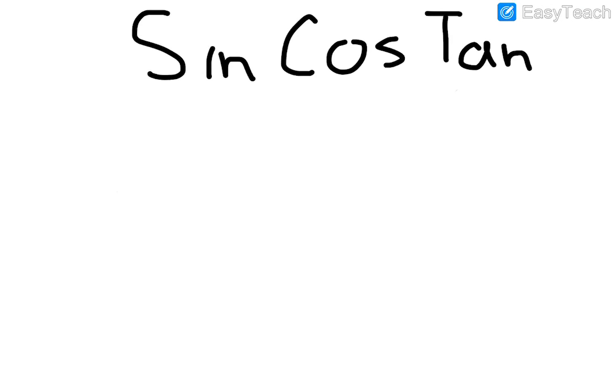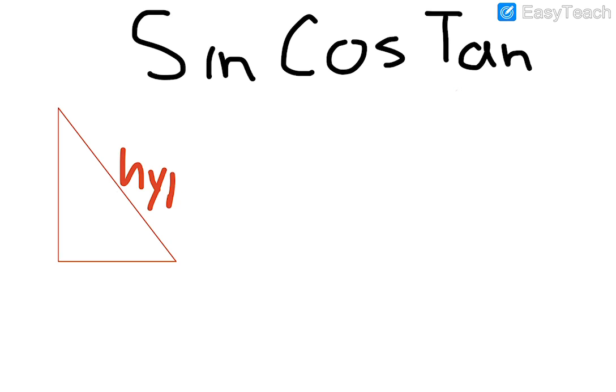Hi, today I'm going to explain how to find sine, cosine, and tangent of an angle in a triangle. So first of all, I'm going to draw a triangle, then I'm going to label it. So this is the hypotenuse, and it doesn't matter how you label the others, so I'm just going to label it as A and B.